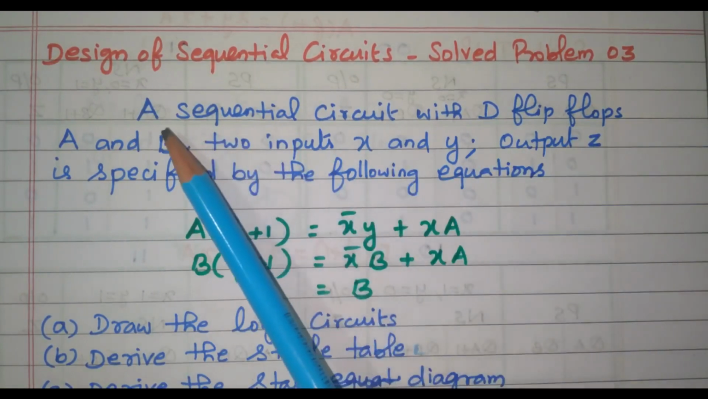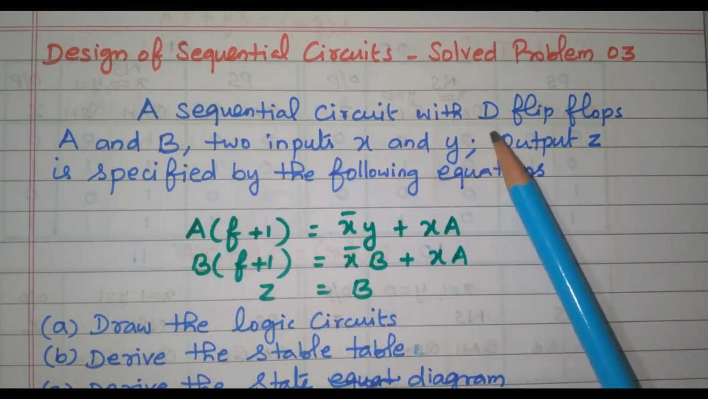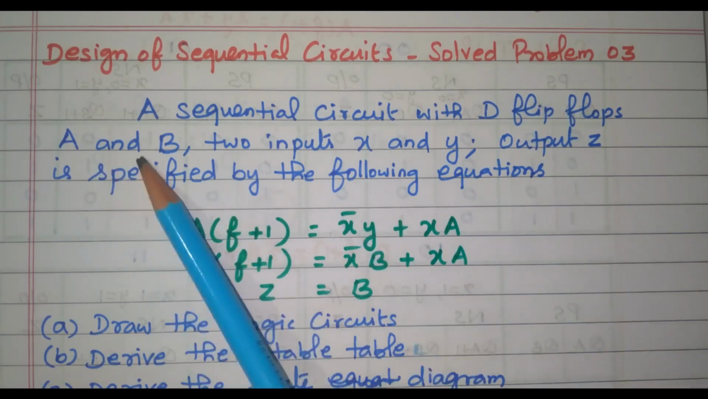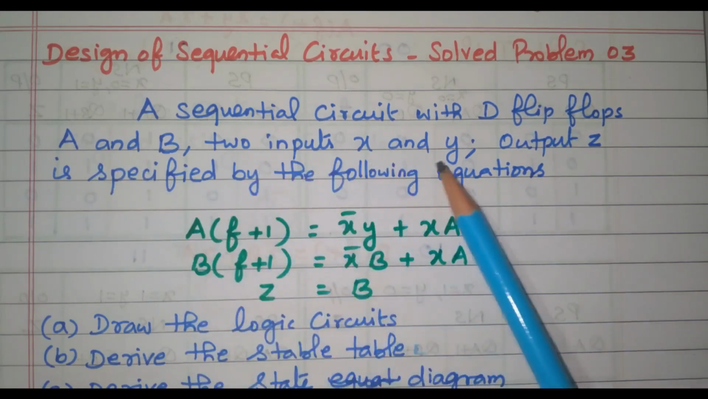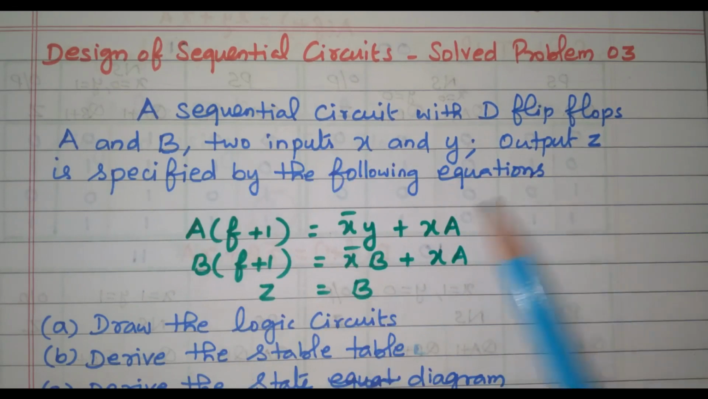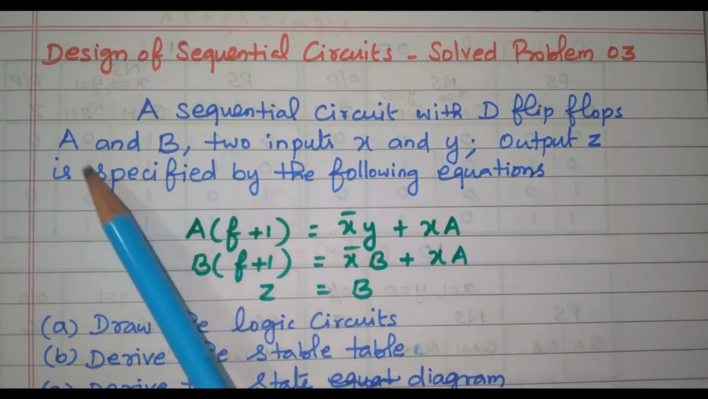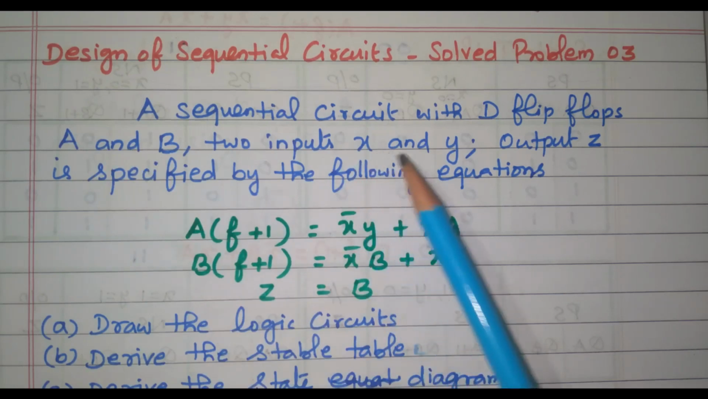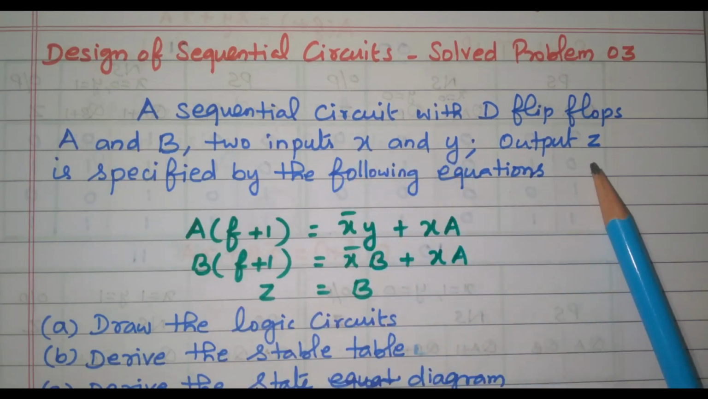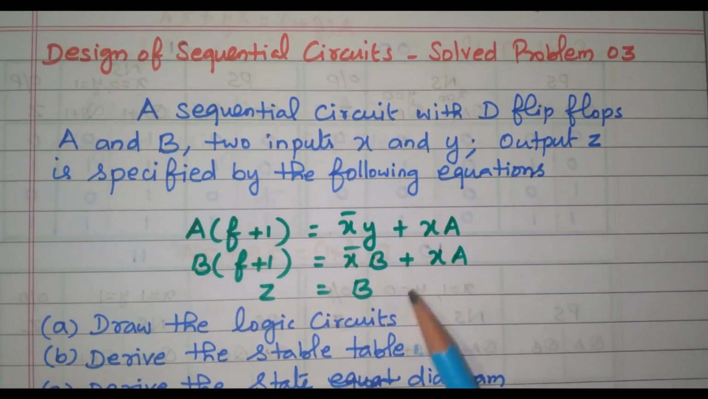Welcome student, in this video we will see the design of sequential circuit solved problem 3. The problem statement is a sequential circuit with D flip-flops A and B, 2 inputs x and y, and output z, specified by the following equation. There are 2 flip-flops A and B, inputs are x and y, output is z, specified by this equation.